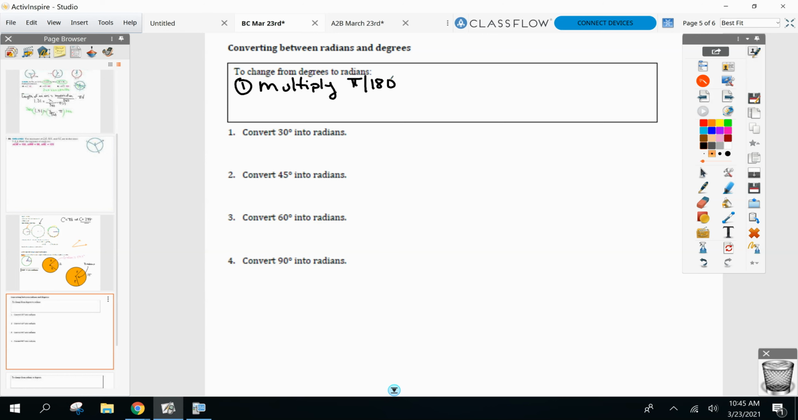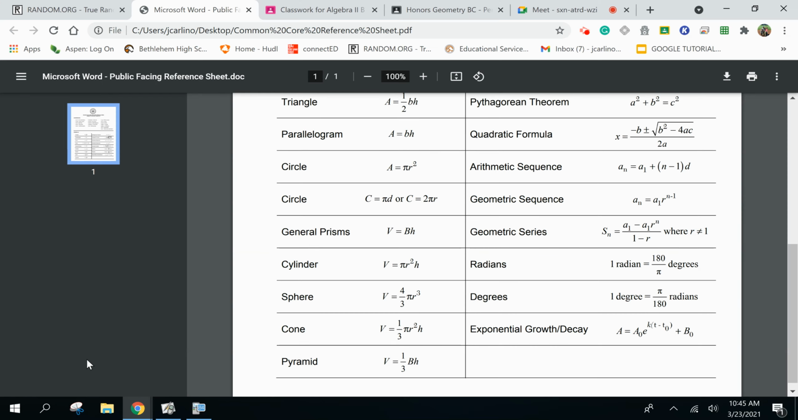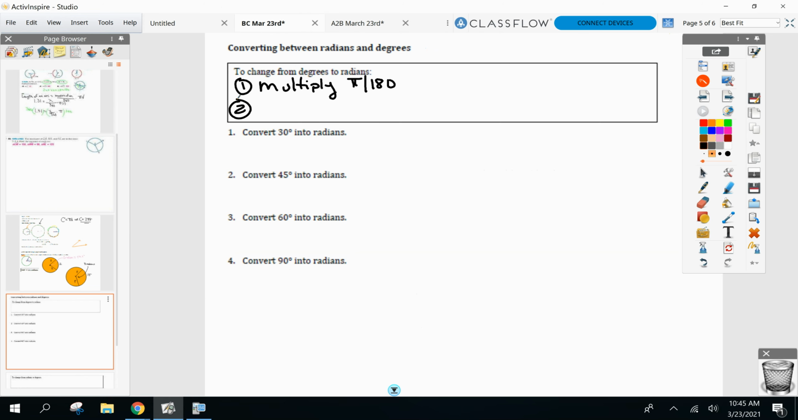And you don't have to memorize it, even though I'm sure most of you are just going to use it so much that you'll know it already, but it is on the formula sheet. Again, where on the formula sheet? Degrees to radians. So pi over 180. And then the second thing you're going to do, and we'll do this together, reduce your fraction.